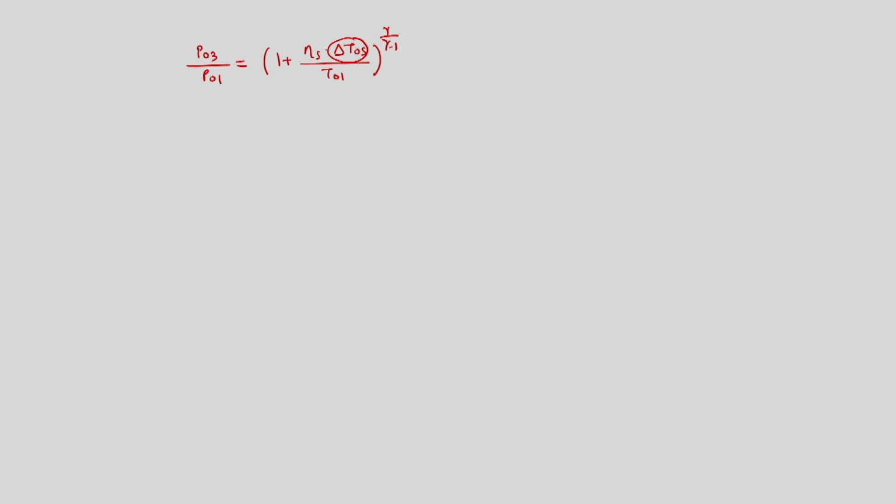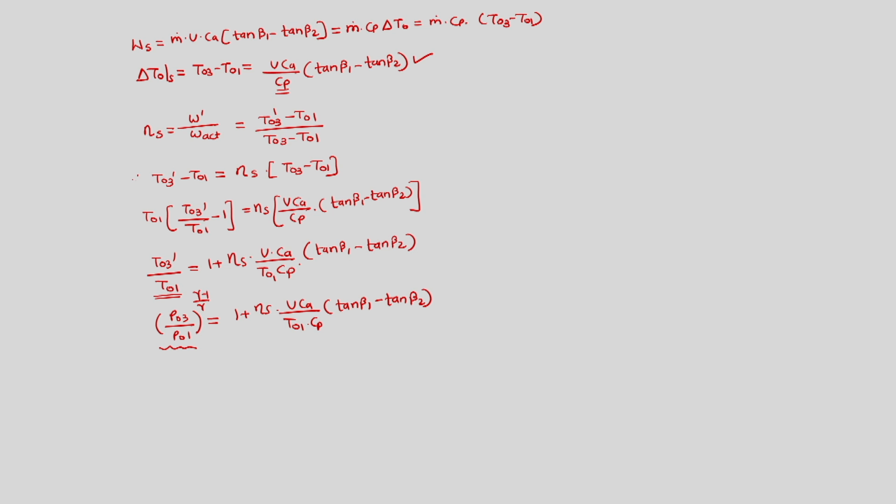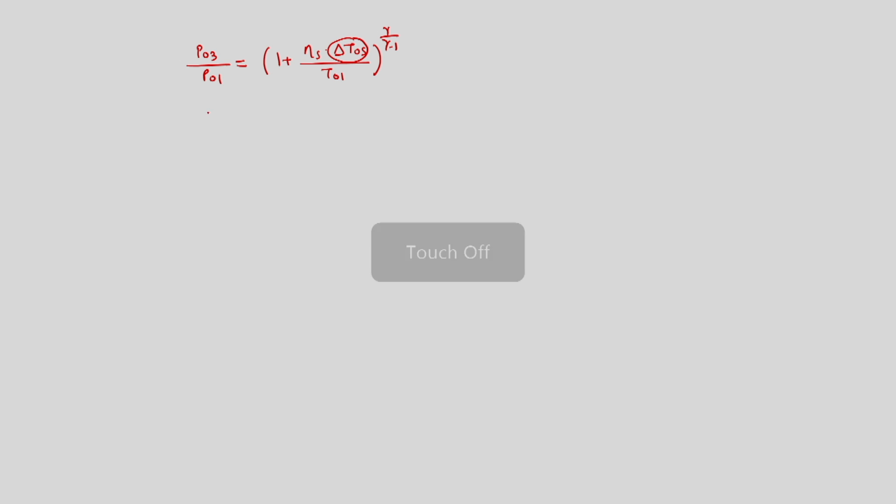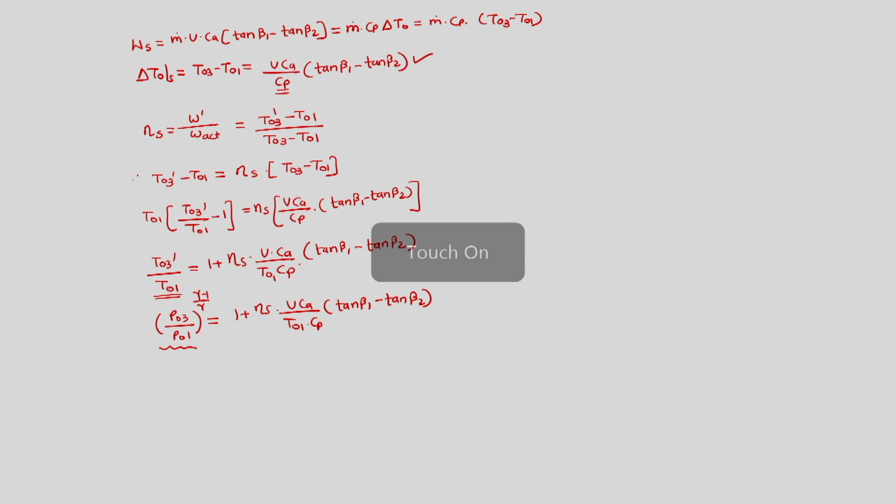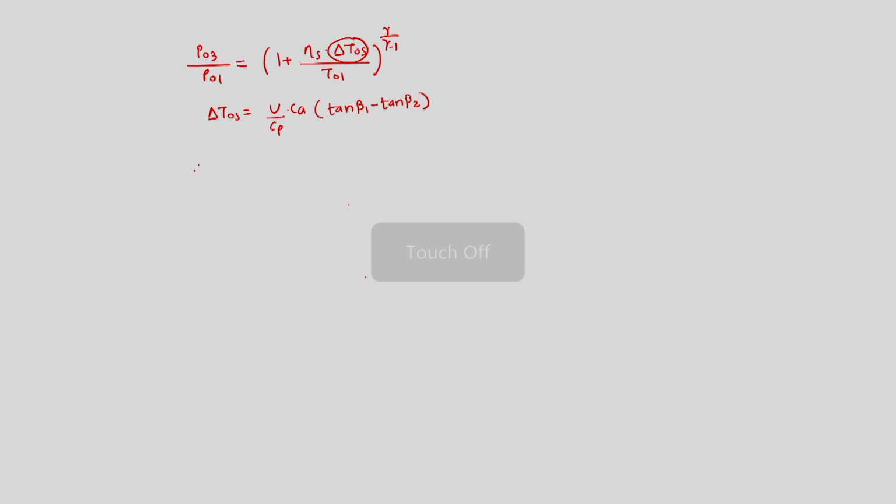So this is the stage temperature rise. We had found that the stage temperature rise is U upon Cp into Ca into tan of beta 1 minus tan of beta 2. So this was our formula for stage temperature rise. So we got a formula for the pressure ratio as P03 upon P01, which is 1 plus stage efficiency divided by T01 into U Ca divided by Cp into tan of beta 1 minus tan of beta 2, bracket raised to gamma upon gamma minus 1.